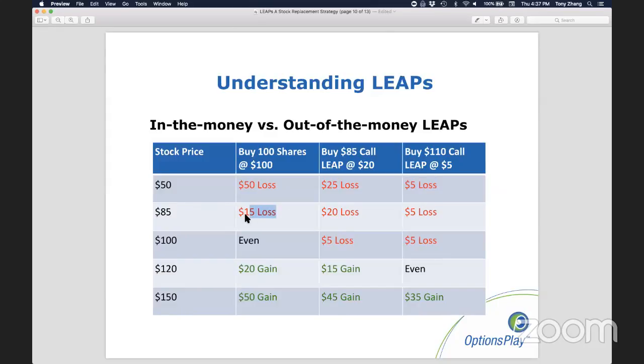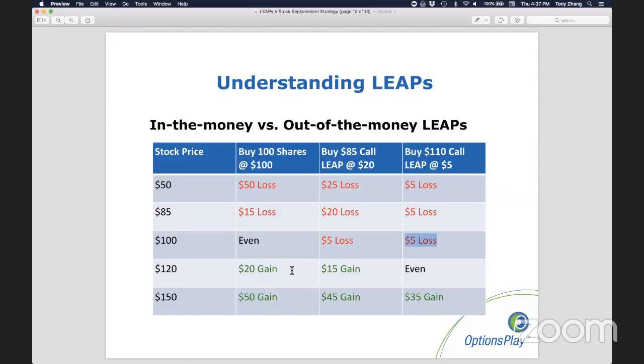If the stock goes down a little bit to $85, if I had bought the 100 shares, I'd lose $15. If I bought the in the money leap, I'd lose $20. If I bought the out of the money, I still lose $5. Next, if the stock stays exactly where it is at expiration a year from now, if I bought the stock, I basically lose nothing because the stock is where it is. Here, both the in the money and out of the money will lose $5, so those two are the same.